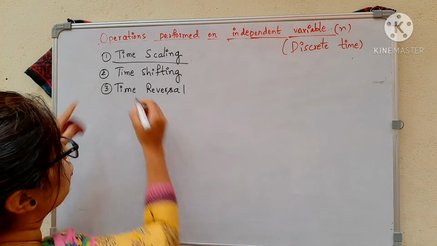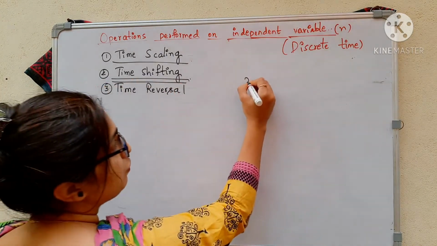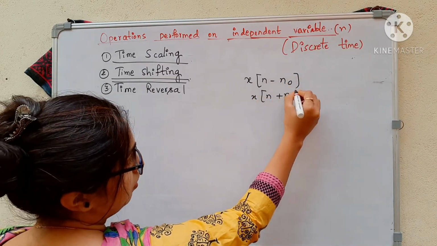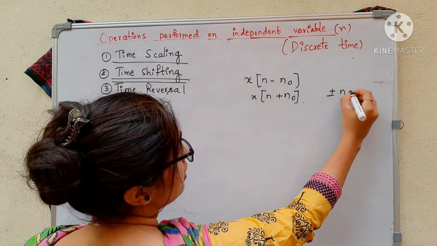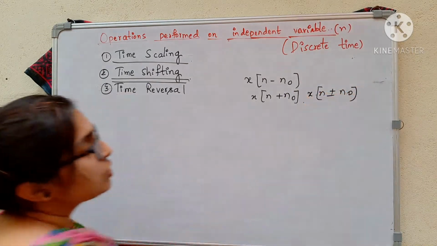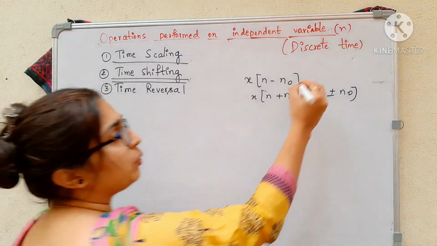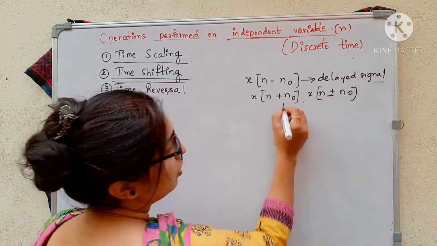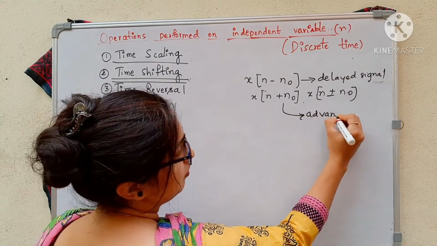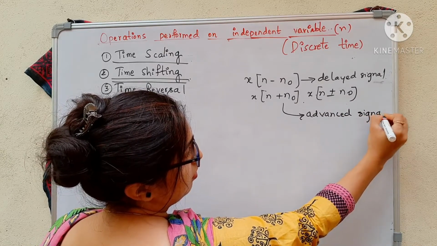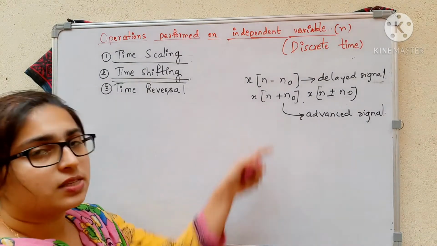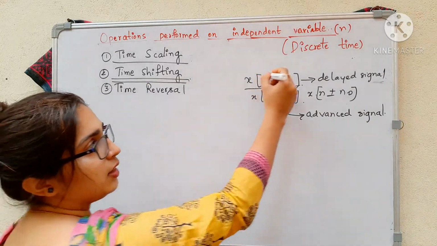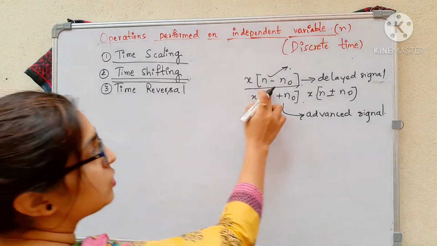Next, when we consider time shifting, it is x of n minus n naught, or you can also have x of n plus n naught. So it is plus or minus n naught. When it is x of n minus n naught, we are going to get the delayed signal, and when it is x of n plus n naught, we are going to get the advanced signal. This concept is used in signal processing applications, and also in artificial intelligence they are using this delayed signal.